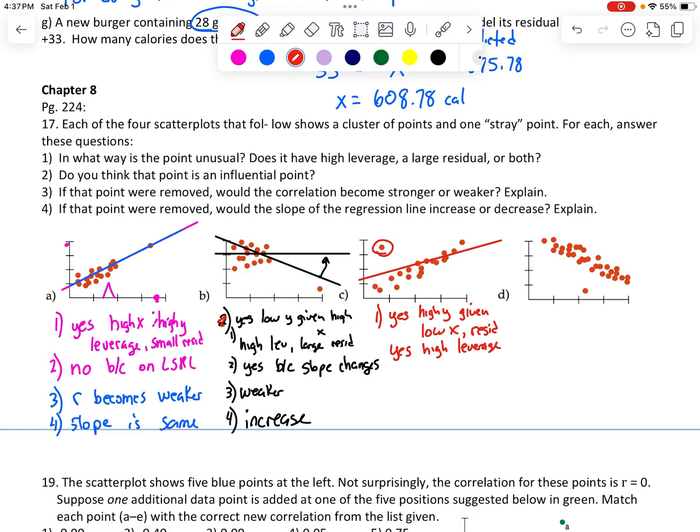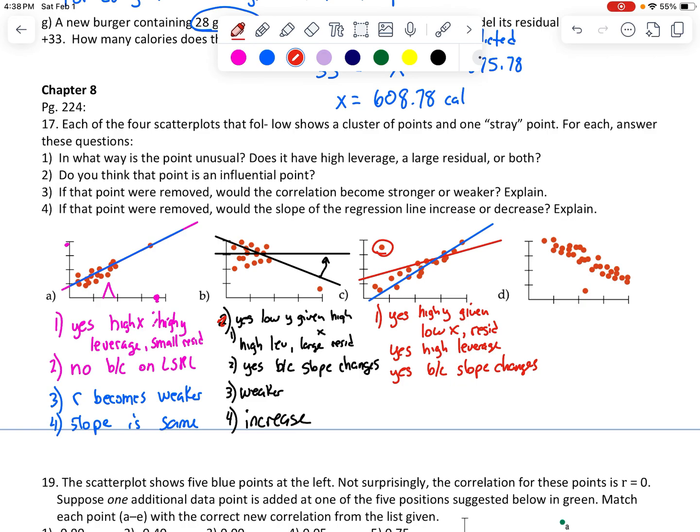So again, with that point present, that is going to cause my regression line to go with that point. If I take that point out, my linear regression goes there. So it is affecting the slope of my regression line. So therefore, it is influential, because slope changes.